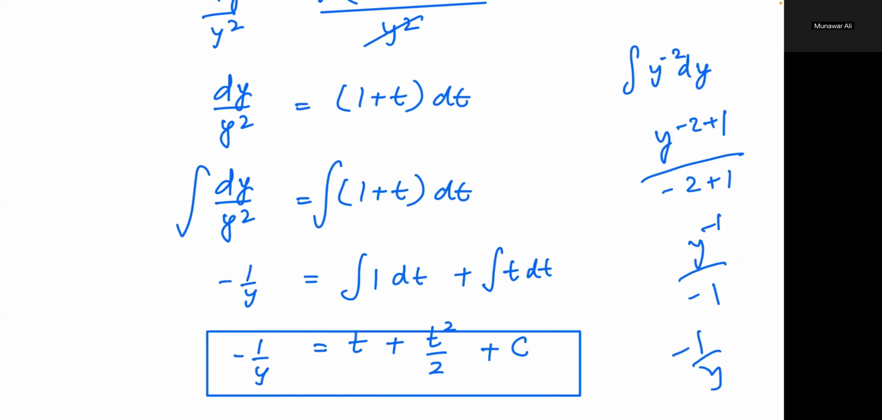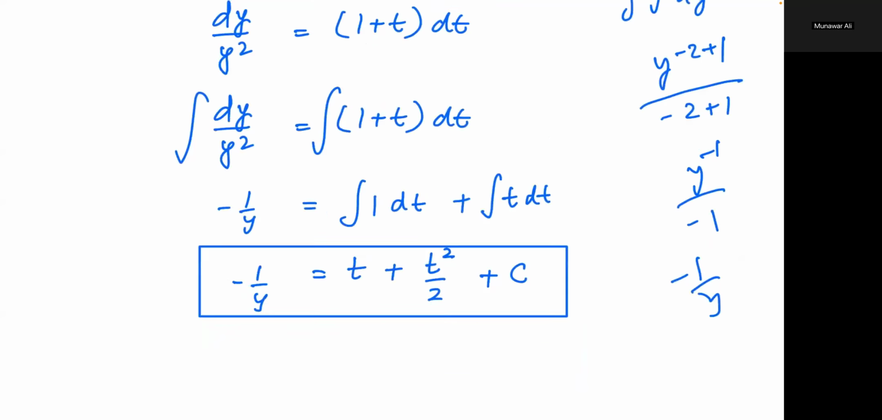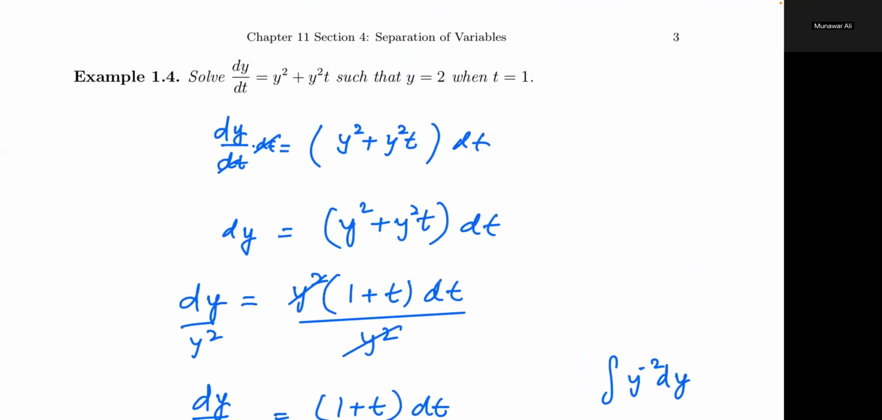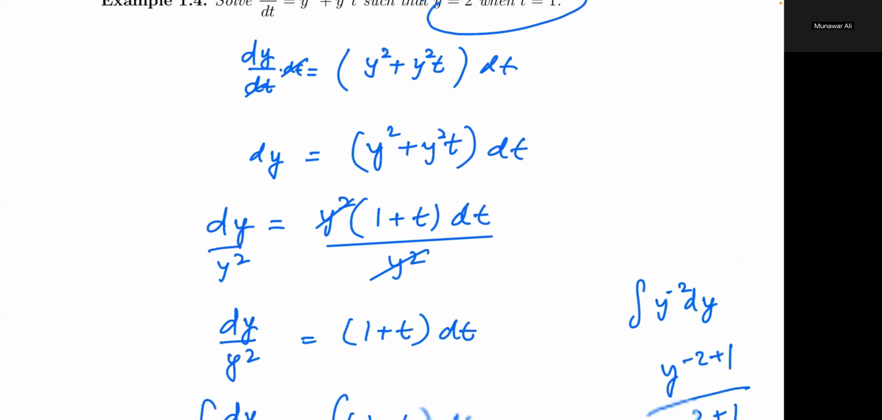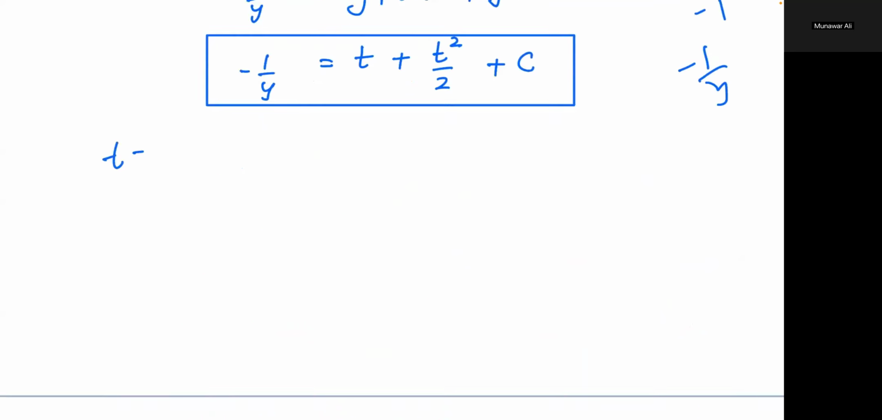I'm not going to write this in some explicit form, because I'm going to find the value of c by using this condition: when the value of t is equal to 1, the value of y is equal to 2. So t equals 1 implies y equals 2. If you apply this condition in this star equation, then on the left hand side it would be negative 1 over 2, which is the value of y I just substituted. The right hand side is 1 plus 1 half plus c.